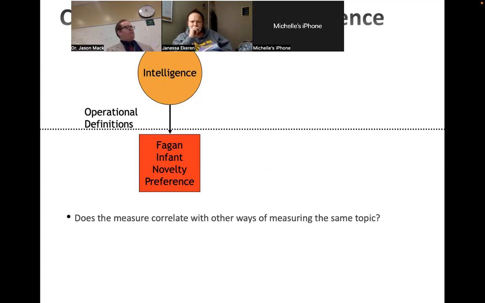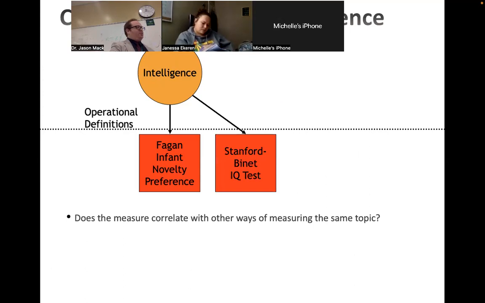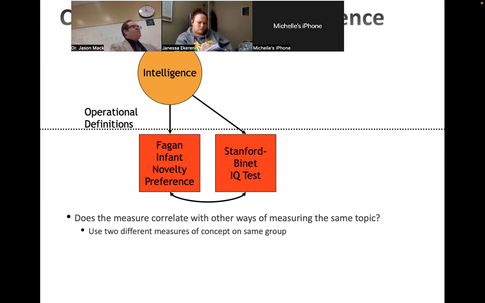Does it correlate with other ways to measure the topic? Or is it similar to other instruments that measure intelligence, for example, the Stanford-Binet IQ test? Do those two tests look similar? Do they correlate with other ways of measuring the same topic? Let's say for the sake of argument, they're both measuring processing speed and your ability to solve a puzzle. Then that would be consistent. If they're measuring different things, we have a problem.